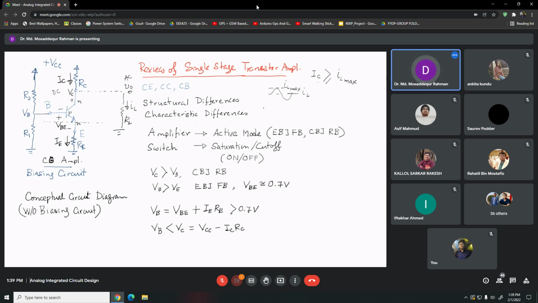So at any point of the transistor, at any time, you have two types of signal. One is DC and one is AC. So the total collector current, small i with capital C, is the summation of DC current, capital I capital C, plus AC current, small i small c, right? So that is our total collector current, right?